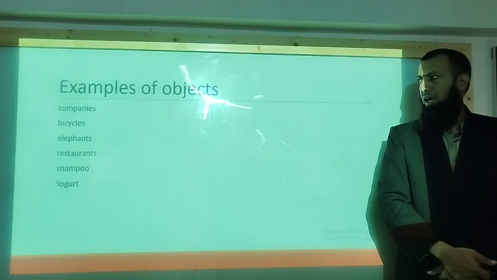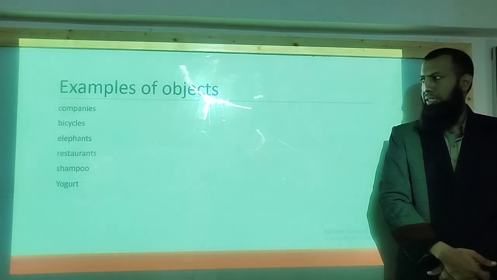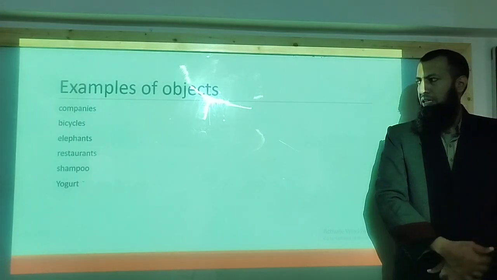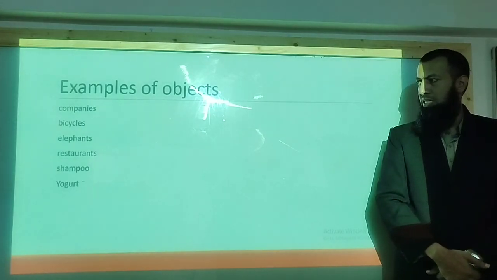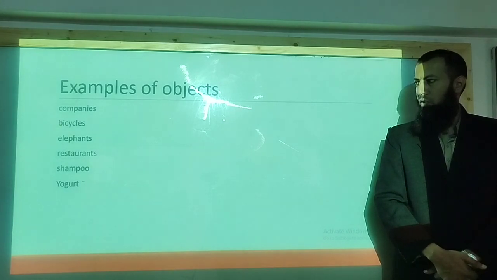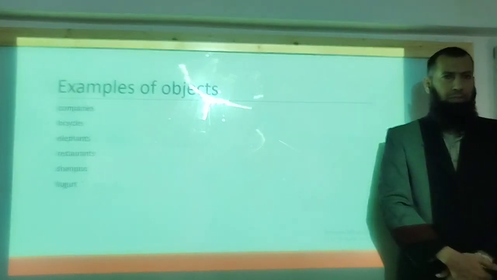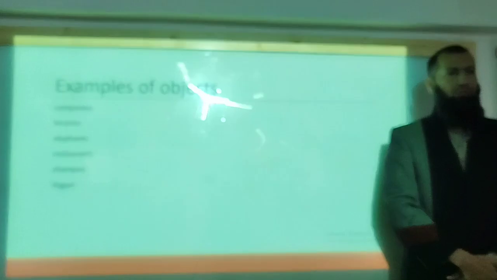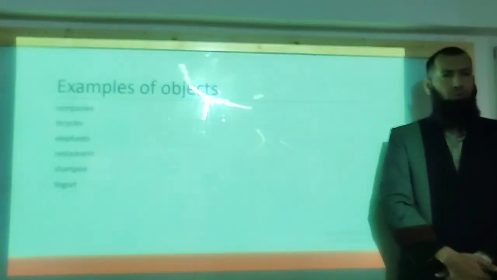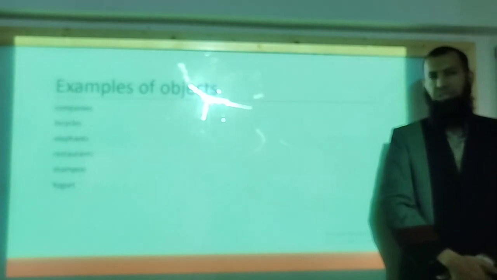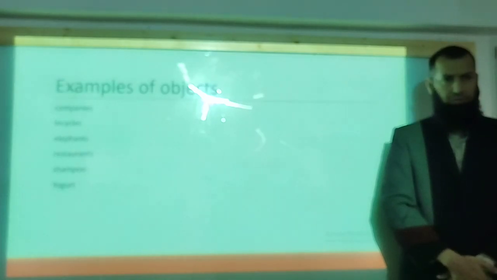Okay, let's learn about the objects. First is companies, second is bicycles, third is elephant, fourth is restaurants, fifth is shampoo, and sixth is yogurt. So these are the objects. I'm giving you a few minutes, and I want to know what are the attributes which can be measured and who can be the judge of these objects.